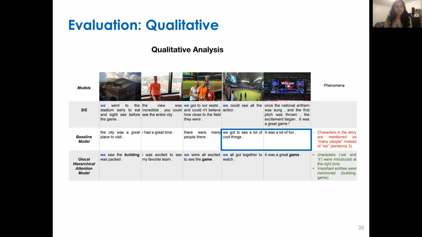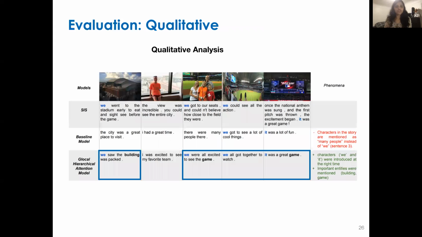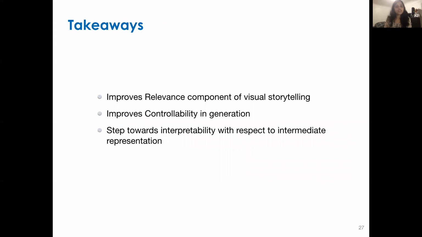Here is an example story. The highlighted words were generated in the right frame with respect to the ground truth story, and the baseline model got the skeleton words for sentences 4 and 5. The global hierarchical attention model could adhere to the sentence skeleton in sentences 1, 3, 4, and 5. More details of number of nouns and pronouns being generated are detailed in our paper that is available online.